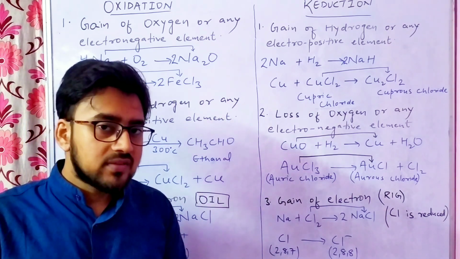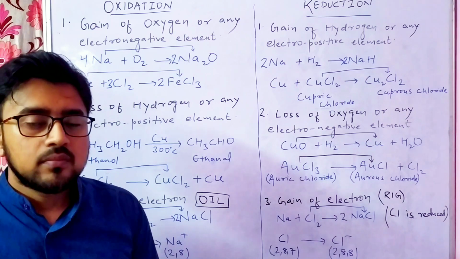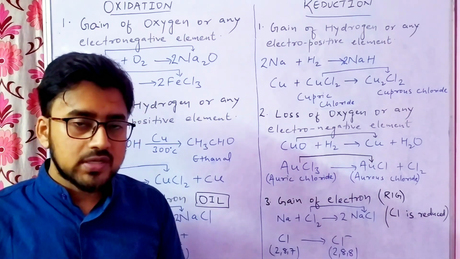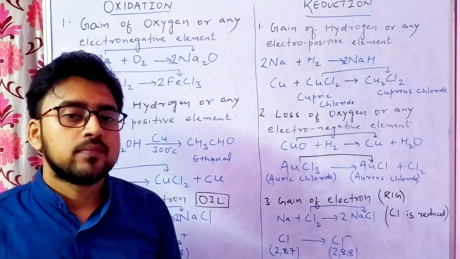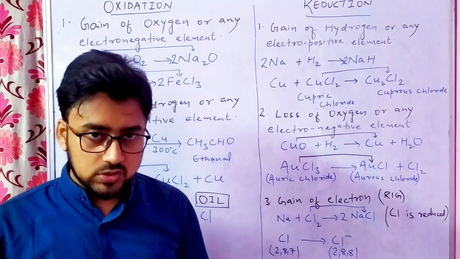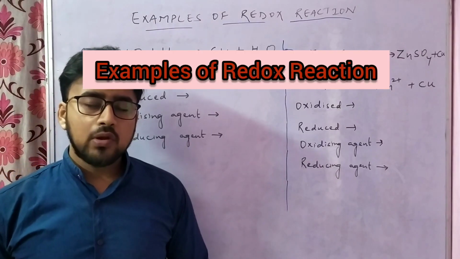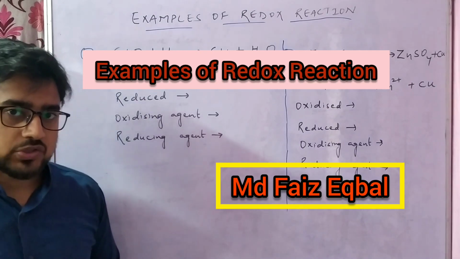If one of the reactants is getting oxidized, the other one must be reduced. So oxidation and reduction occur simultaneously. Then it is called a redox reaction. Now let us see some examples of redox reaction.